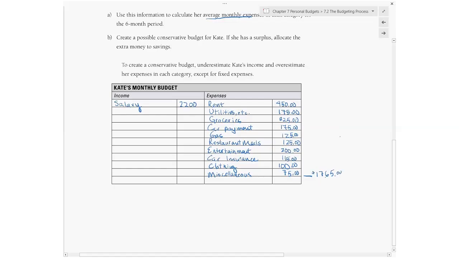So is she running a surplus or a deficit? Well, she's bringing in $2,200. She's only spending $1,765, so she's running a surplus. She's got extra money, so she has money to put into savings. So we take the $2,200 and we subtract the $1,765 she's spending, and she's running a surplus of about $435. So she can save, we should actually put dollar signs in front of all of these. She can save $435 a month if she sticks to this budget approximately.